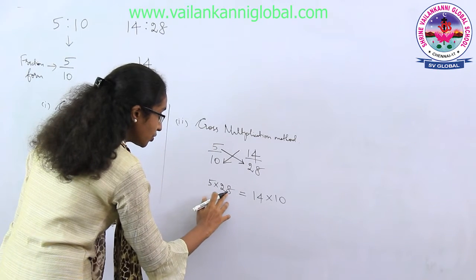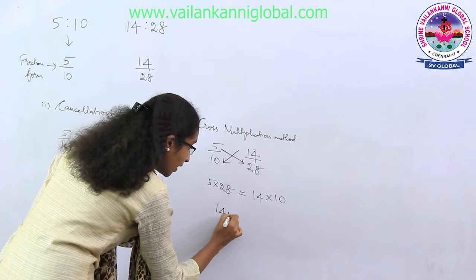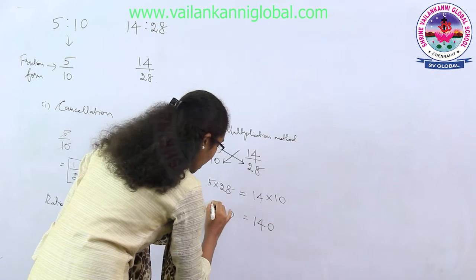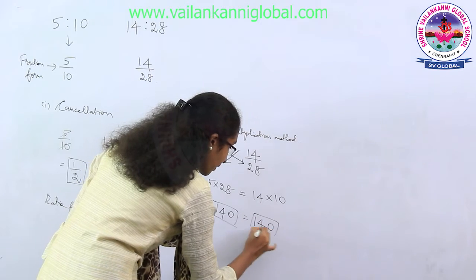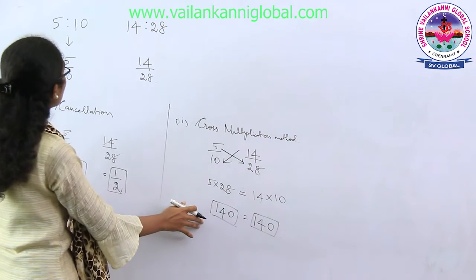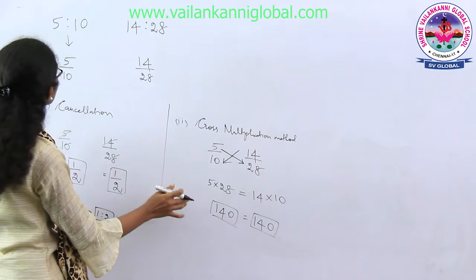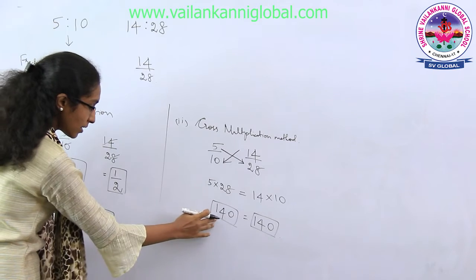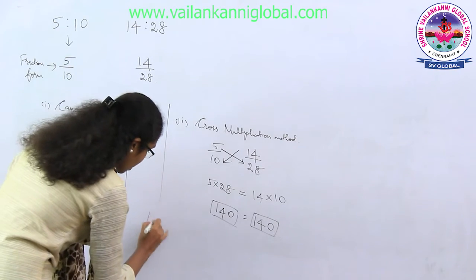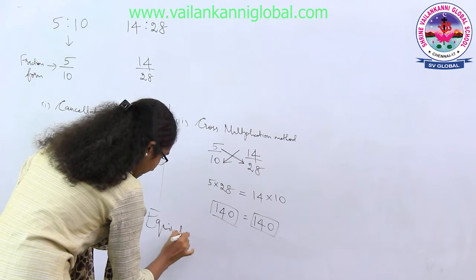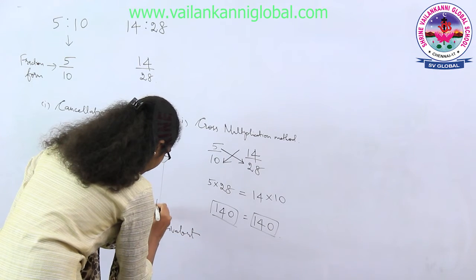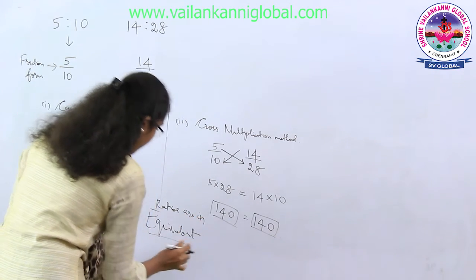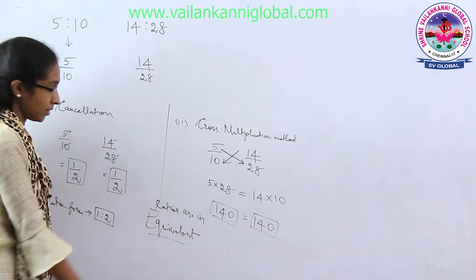So 5 into 28 will give us 140. Similarly, 14 into 10 also gives 140. Hence, both the answers are same. Hence, both the fractions are said to be equivalent, since both the answers are coming same. So hence ratios are equivalent.